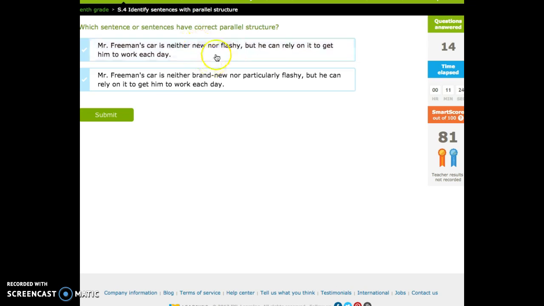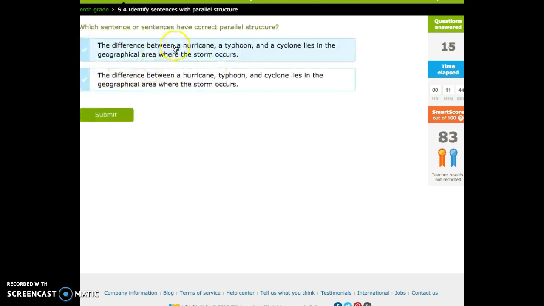Neither new nor flashy. Both are adjectives. Neither brand new nor particularly flashy. That's still an adjective. It's an adverb with an adjective, but it still works out. This is an adjectival phrase. So we're good. A hurricane, a typhoon, a cyclone. We're good.